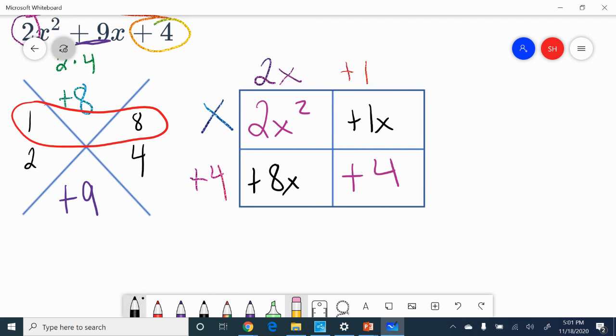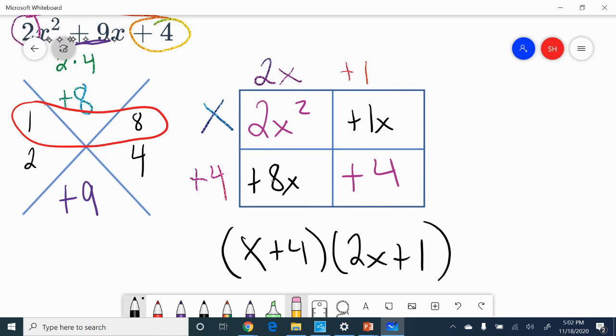And so the last and final step is to make sure you write this factored. The same side is going to be in the same parentheses. Same side, same parentheses. So that is that quadratic factored.